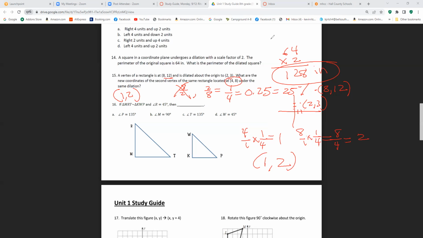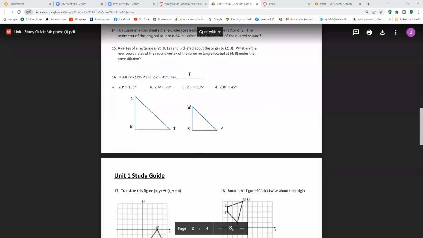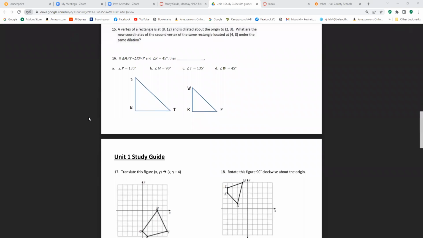All right, guys, I hope you're following along. I hope you're getting all of these correct. Number 16, if MRT, all right, so that second letter is actually the angle we're talking about. MRT, R is 45 degrees. And that symbol right there means they're telling us they're similar.